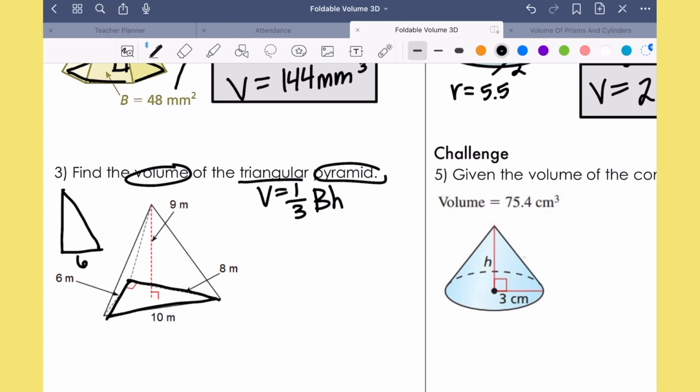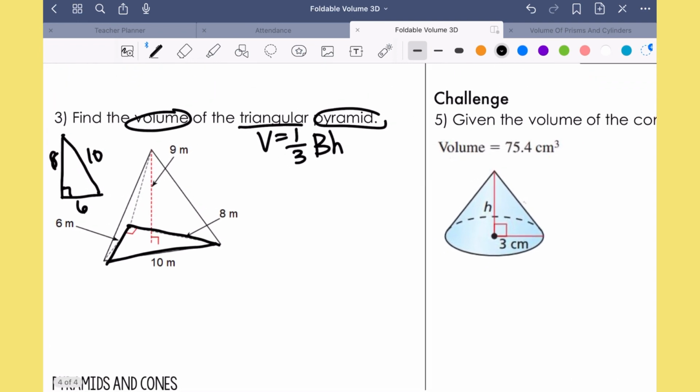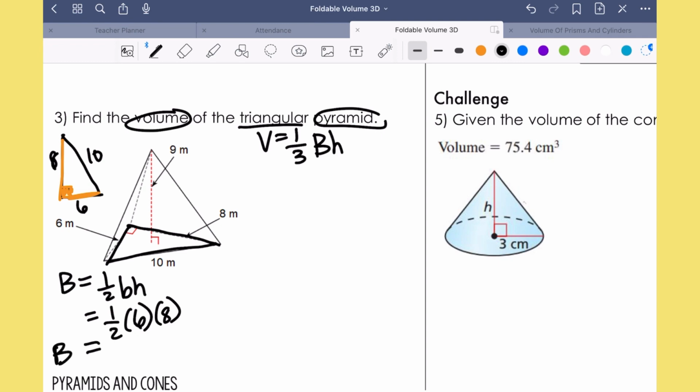This bottom side is 6. Here's the right angle. Here's 8, and then that's 10. The reason I'm doing this on the side is because I do need the area of my base first. So the area of a triangle is 1/2 base times height. Based on my dimensions, this is the base, this is the height. Remember, they always intersect. They're always perpendicular. Plug it in: 6 times 8. And for this triangle, the area of the base is 24.